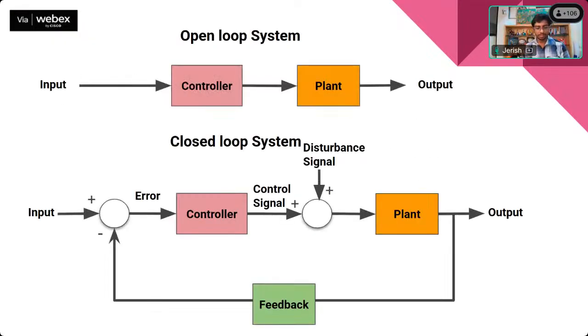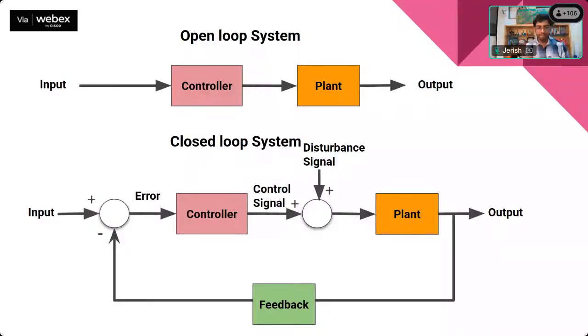Yeah. So there are two types of control system: open loop system and closed loop system. In an open loop system, there will be a controller which takes an input and does some time-based task, or it can be any task, and gives an output, which is a control input to the plant, and the plant gives us the output.